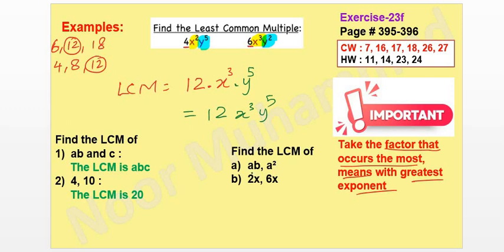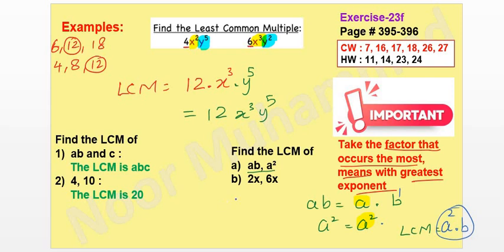If you want to find the LCM of AB and A to the power 2, so look at this. If I break AB into parts, it's A and B, and A squared means A squared. Now which one is occurring the most? If I compare the A's, A squared has the greater power, so I will take A squared. Right? And if I look at the b, this one has b to the power 1, this one has no b, so it means I have to take the one that is with the greater power. So this will be the final answer, a squared b.